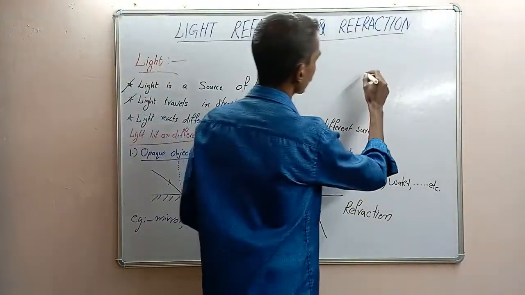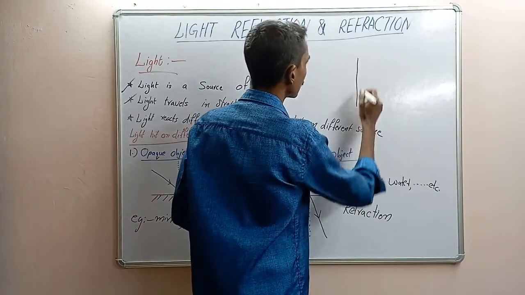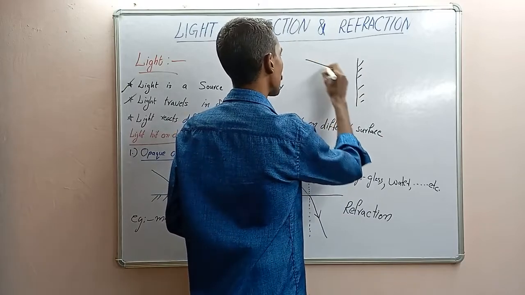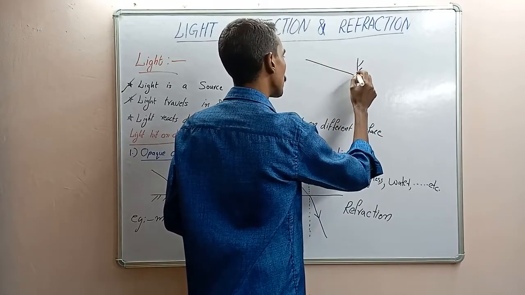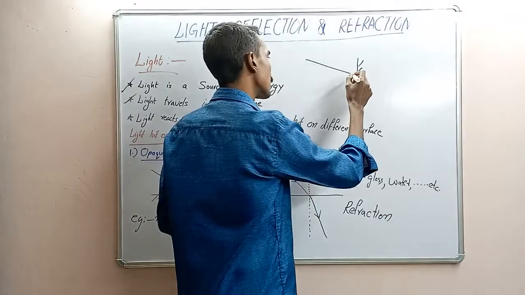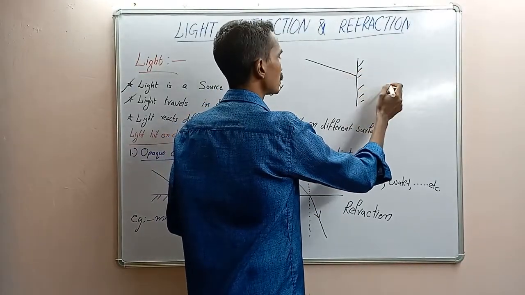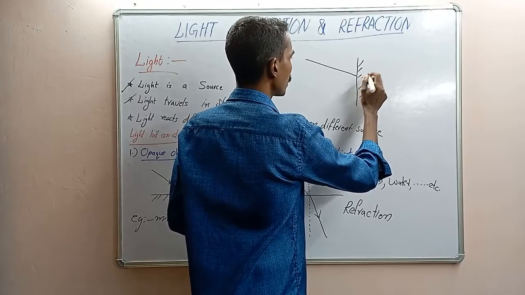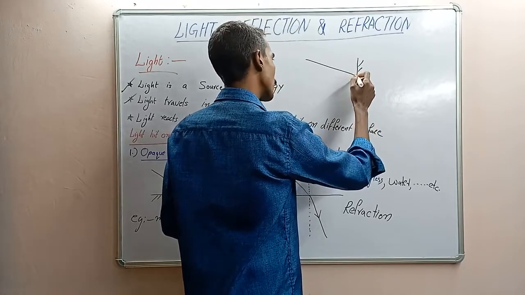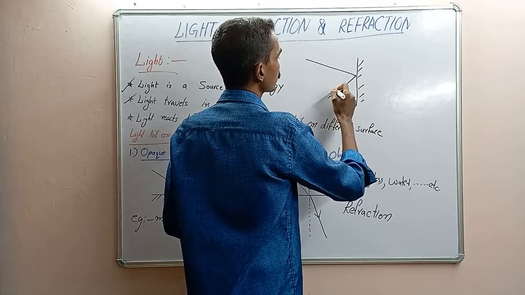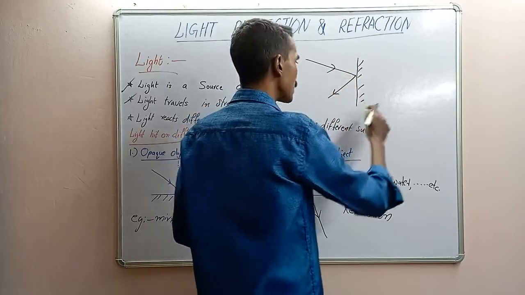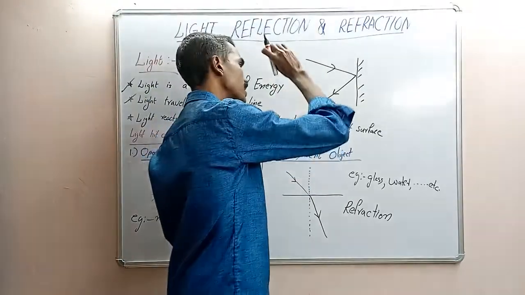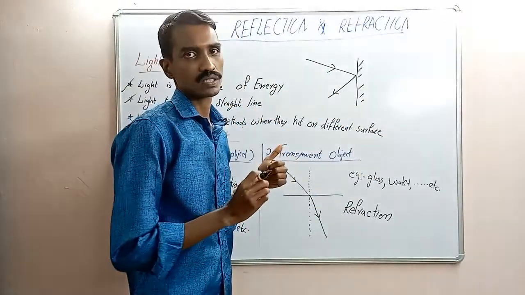Opaque object means if an object is there and light is entering this surface, the light does not go through the object. It will bend over from this surface. These types of surface are known as opaque objects. Opaque means the light does not enter that object.